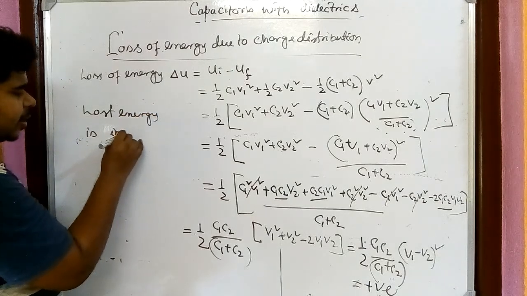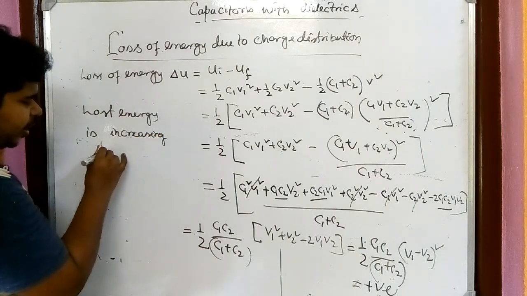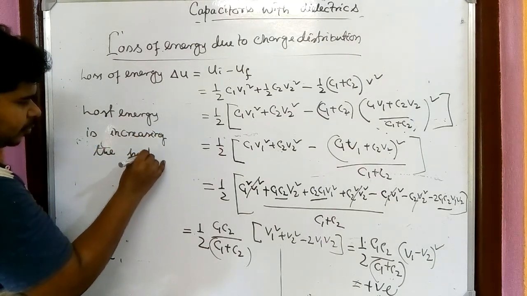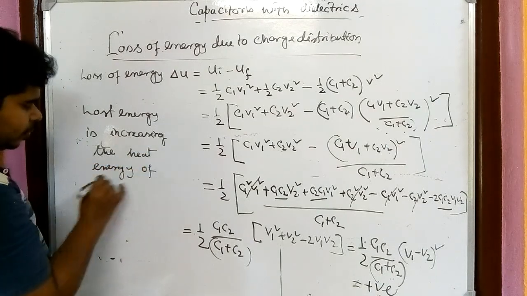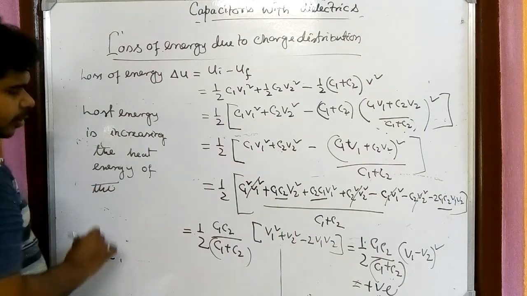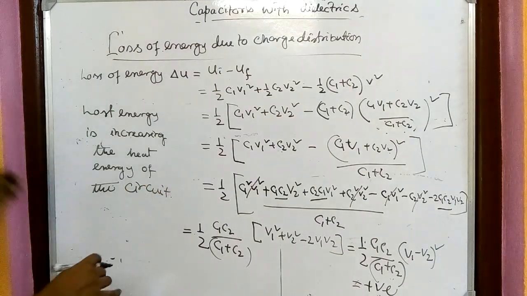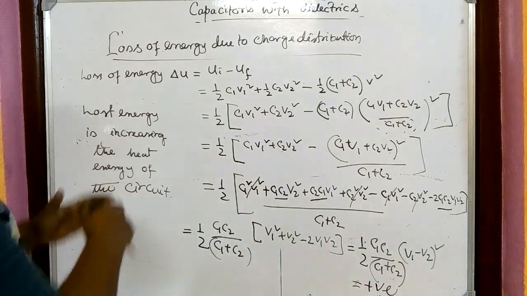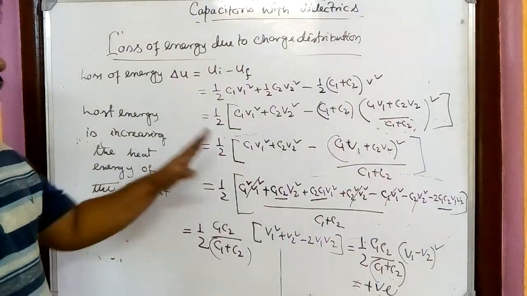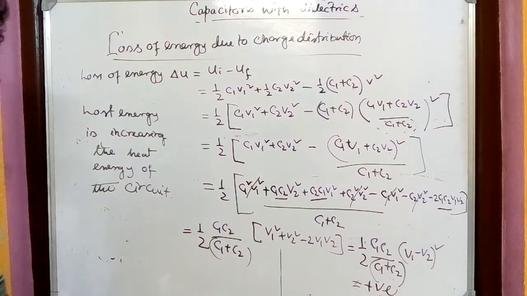It is increasing the heat energy of the circuit. So this energy is basically increasing the heat energy, it is not used in a useful form, it is just giving heat energy only, no other use of this energy. Okay, so this is the extra thing we have done.